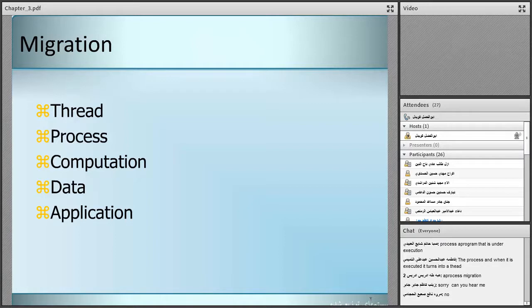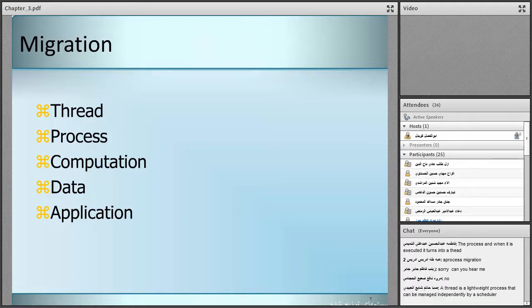So thread is a part of your code. It can be assumed as a light process. A small process. So a thread is like a process. It's a task that is running under execution.